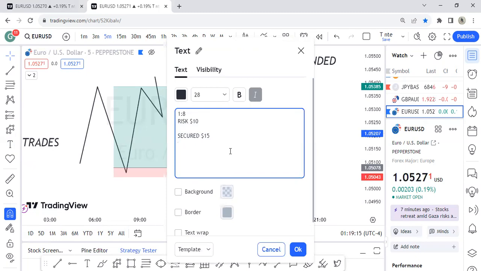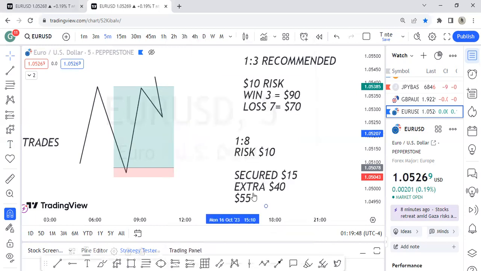When the market hits the final TP, right, you're going to make an extra $40. So in this trade, if the market hits TP, you make an extra $40, which, if you add it to what you have, means you have made a whopping $55. So if the market should hit TP at 1 to 8, you have made an extra 40. Now you have $55: 40 plus 15 is 55.